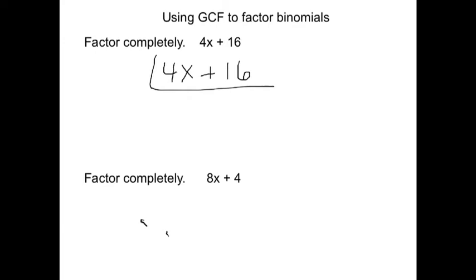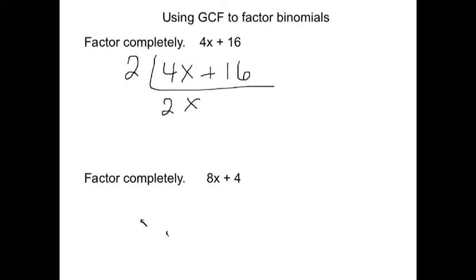Well, the good news for you is, if both terms don't have an x, we don't have to worry about the x. And in this lesson, both terms are not going to have an x. So we're just going to rewrite the x, because x can't be part of our greatest common factor if both terms don't have an x. And we're just going to look at the numbers and say, what is the greatest common factor between 4 and 16? You can start with a 2.